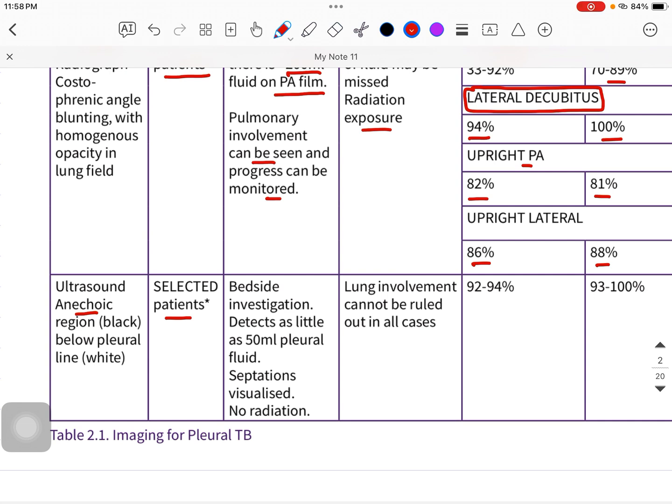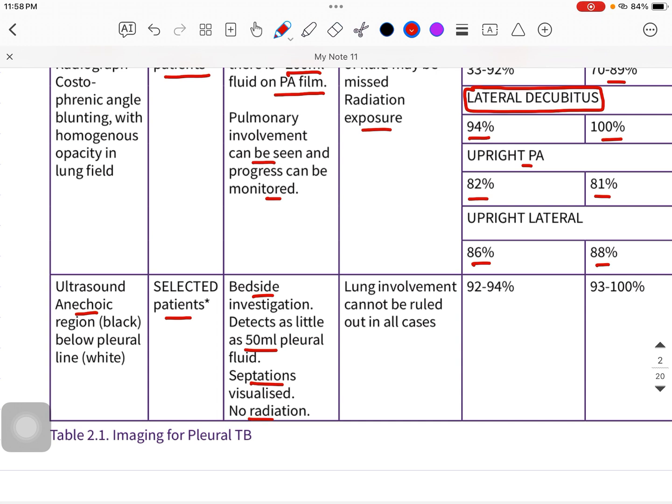So that is the fluid basically. In the selected patient we will be doing that. This is the bedside investigation which can be done, and it can detect as little as 50 ml of pleural fluid in the pleural space, and septations might be visualized through the ultrasound, and there is no chance of radiation.